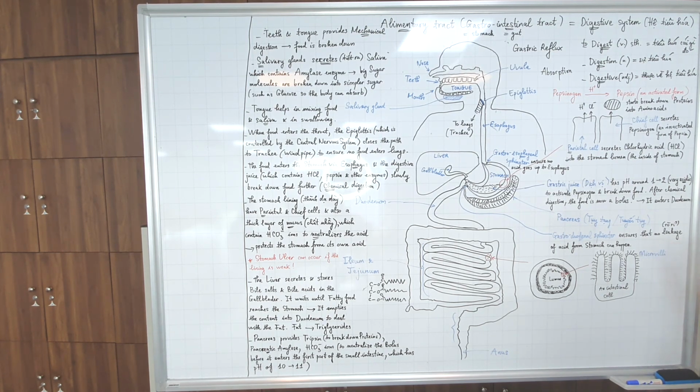Microvilli. Villus and villi is plural. Villus is the singular, villi is plural. Micro means very small.